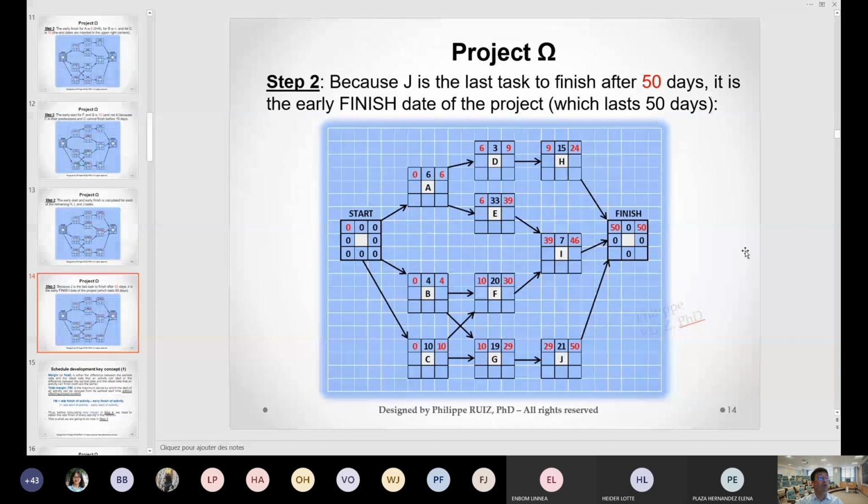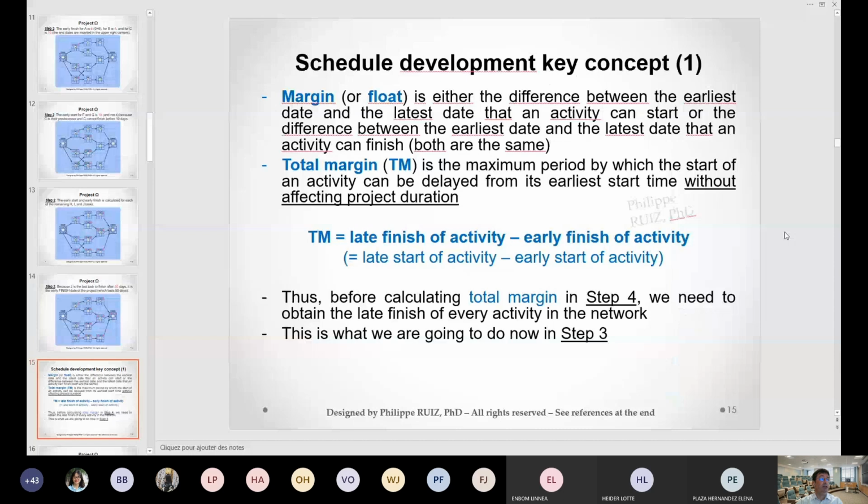Well, we are going to concentrate now on a very important concept, which is the concept of the margin. We briefly mentioned it yesterday. It's how much time do I have between tasks, if I have any. Let's take a look at what the margin is. As we saw yesterday, margin or float is the difference between the earliest date, and you're going to read all this, but what I want you to really understand is how it's computed, how we actually do it, how it works.